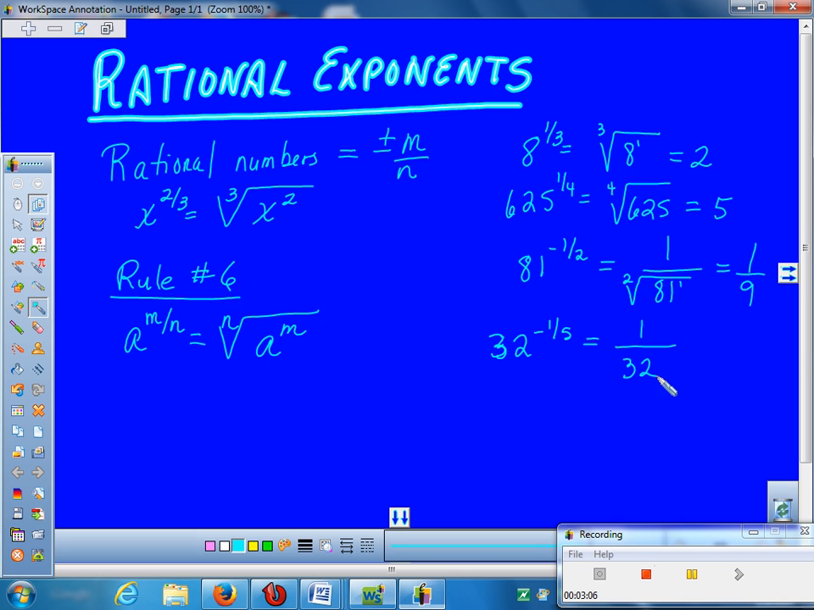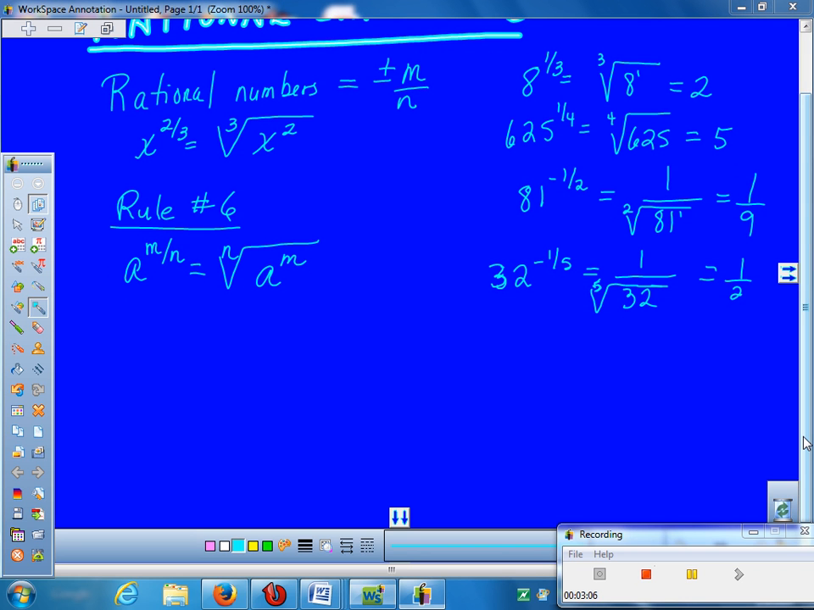Okay, so what kind of a root will it be? It's a 5th root. So now, think about it. 32 is not a very big number. What's probably the only number that could possibly be times itself 5 times and end up being 32? 2. Yep. So that's nothing more than 1/2. So it really isn't that bad to do. In fact, you're probably going, well, this is easy.